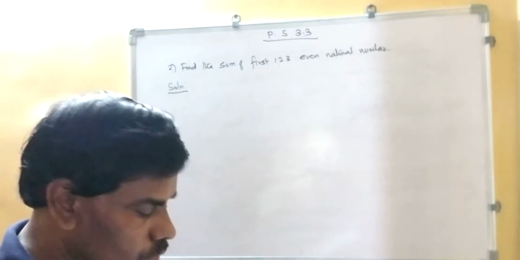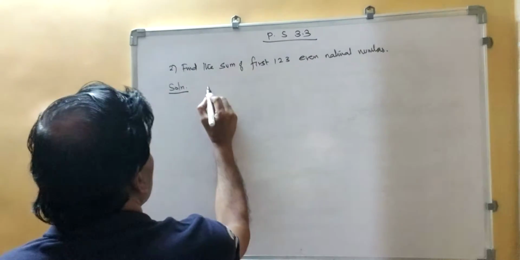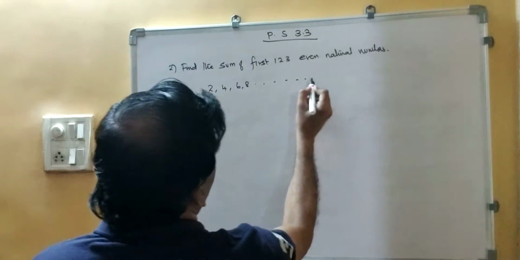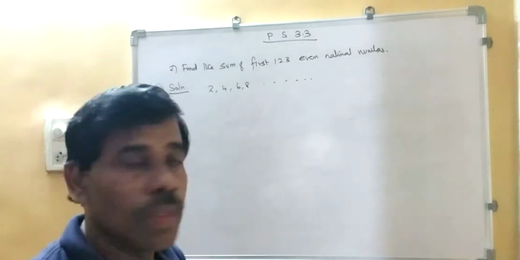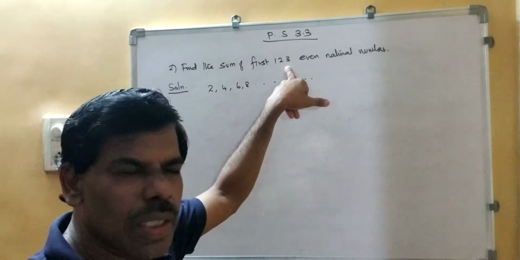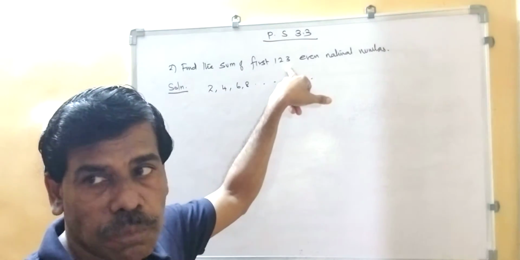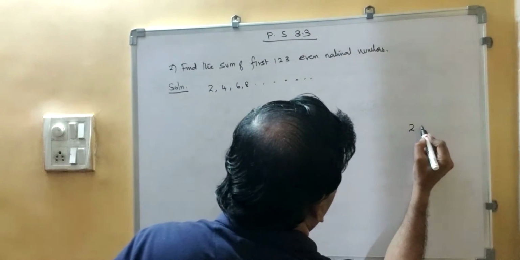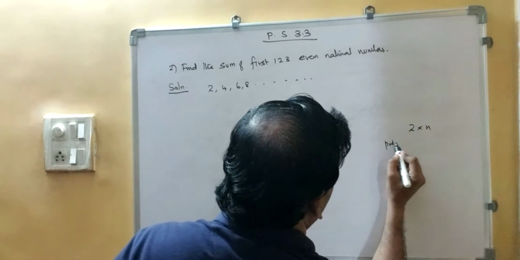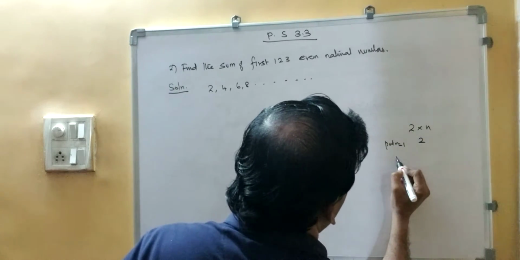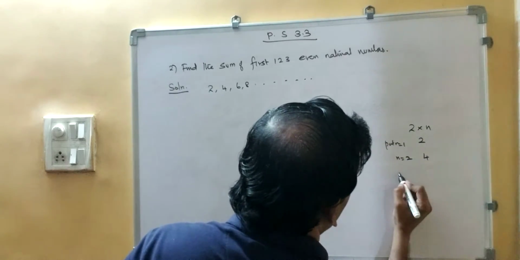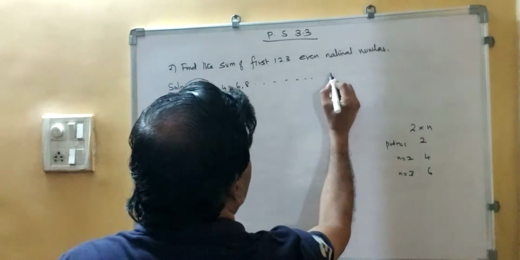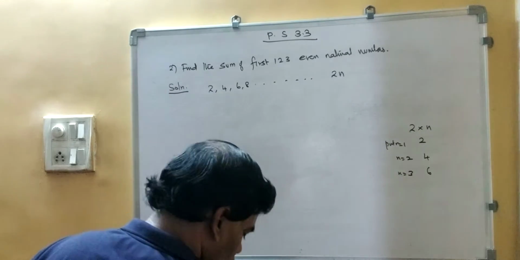What are the even natural numbers, you tell me? 2, 4, 6, 8, etc. But we do not know what will be the 123rd even natural number. So you tell me how to find the even natural numbers: 2 into n. Put n equal to 1, so you will get 2. Put n equal to 2, you will get 4. Put n equal to 3, you will get 6. So the terms will be of the form 2n.